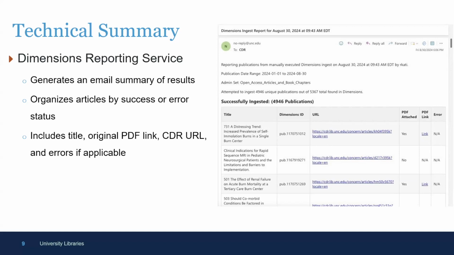Articles are split into two tables, one for successful ingests and one for errors. Rows for the successfully ingested articles include CDR links along with indicators for attached PDFs if we were able to attach them. And error rows provide details on what went wrong, helping us identify where adjustments are needed.